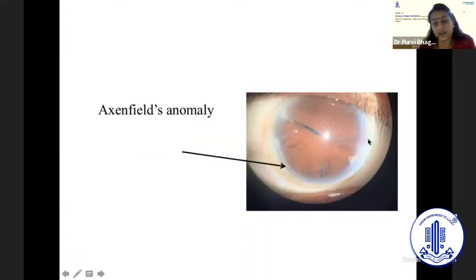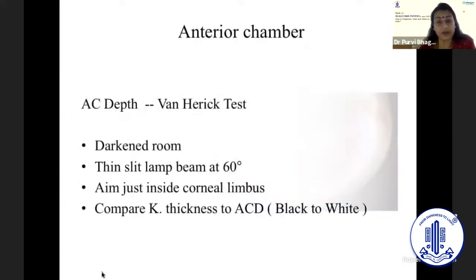This case, of course, needs further evaluation. We know that this is a case of corectopia, and you can see the classically prominent and anteriorly displaced Schwalbe's line, suggestive of Axenfeld's anomaly. So not only the patient, but you have to do a complete family screening for this patient.